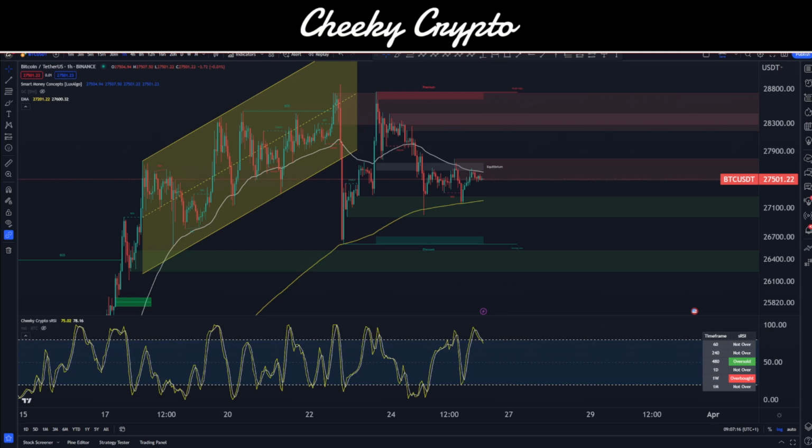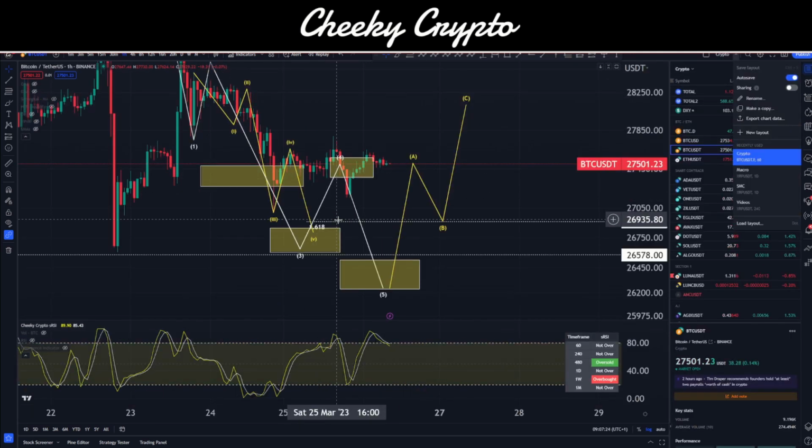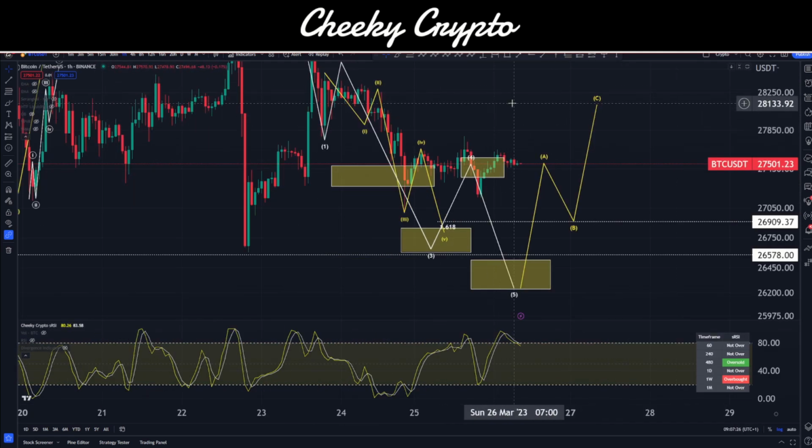Let's make a start with this thing, right? Okay, so we're going to be taking a look at two charts. We have the smart money concepts just here, and we have the Elliott wave theory on this side as well. Let me just clear out some of that noise.